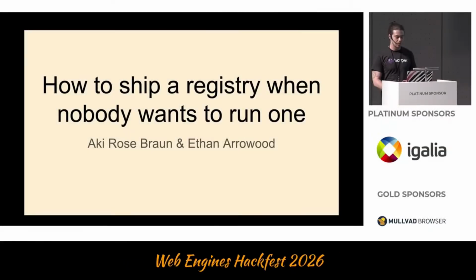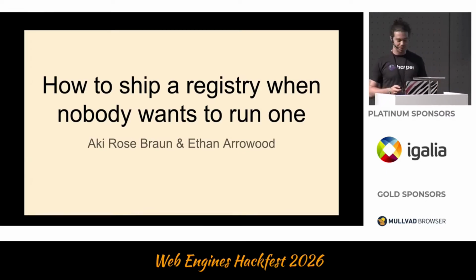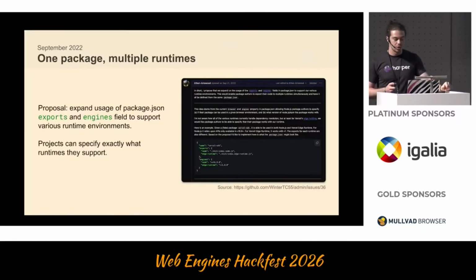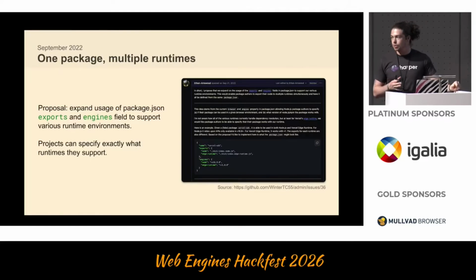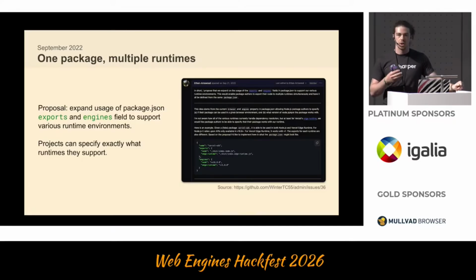My name is Ethan Arrowood, and here today we're going to talk about how to ship a registry when nobody wants to run one. So the problem that we were solving is back in September of 2022, we were seeing a lot of new JavaScript runtimes coming about. And there is this need to say you have one package, but you wanted to target multiple runtimes, say Node or Deno or Bun or anything else.